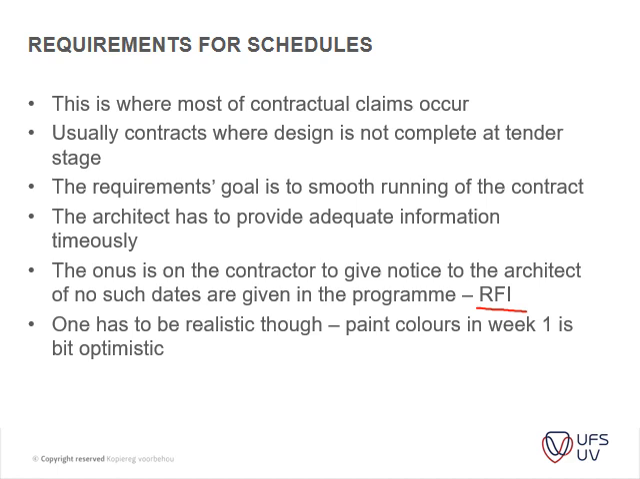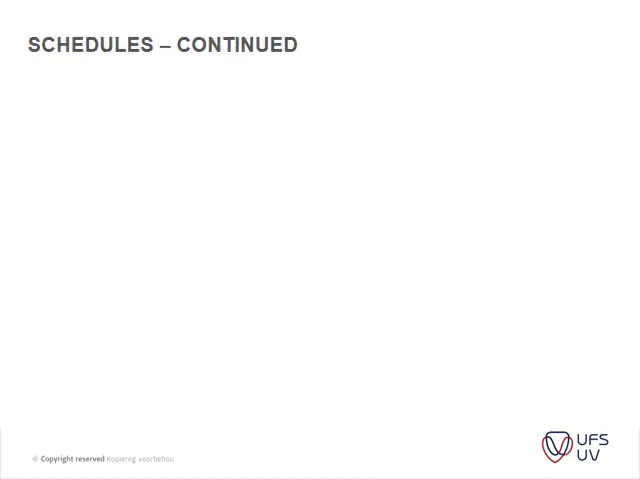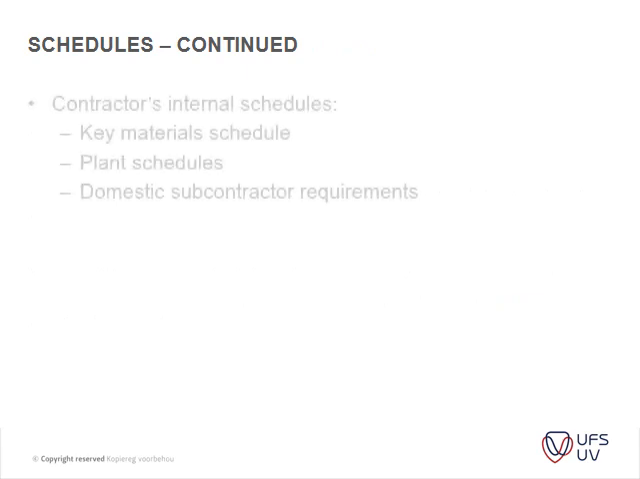One has to be realistic though. Paint colors can't be given 1 week within the contract. It's just a little bit too optimistic, but you need to timeously ask for your information so that you can still order your material in time. Okay, so the schedule continued.